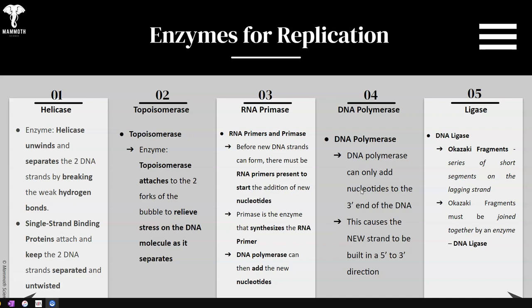This is constantly moving in toward the fork, while the discontinuous strand would move away from the fork, laying down these little tiny fragments of newly synthesized DNA. Those fragments are called Okazaki fragments, and by definition, a series of short segments on the lagging strand. They can only be joined together by an enzyme called DNA ligase, and I'll show you what that looks like here.